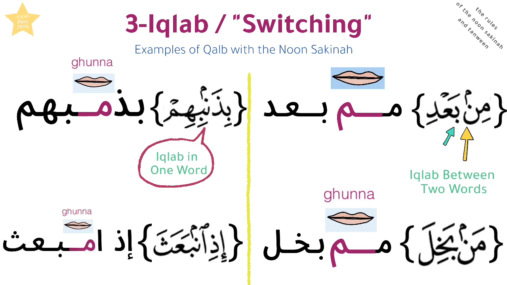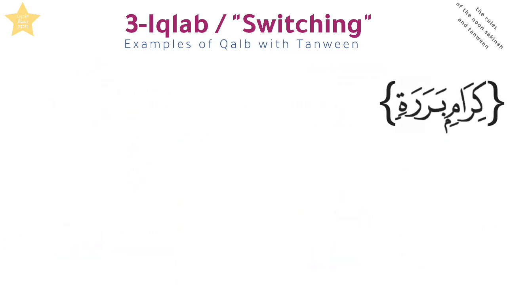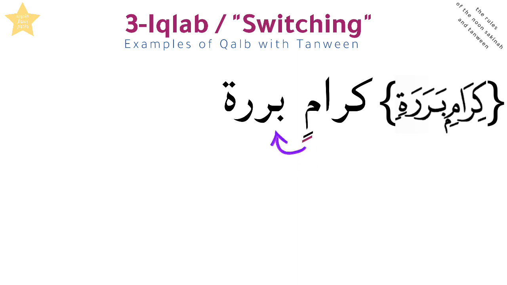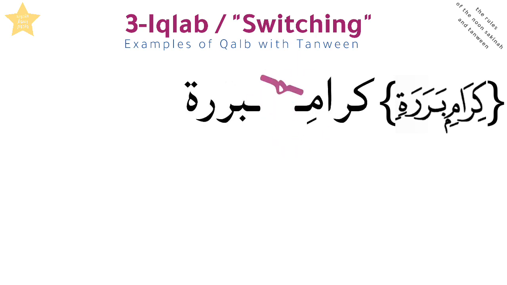There are also many examples of qalb with tanween in the Quran. Among them, كرام بررة. Here we have a tanween kasr followed by the letter Ba. We switch the tanween for a hidden Mim with Gunna at the Ba. كرام بررة.